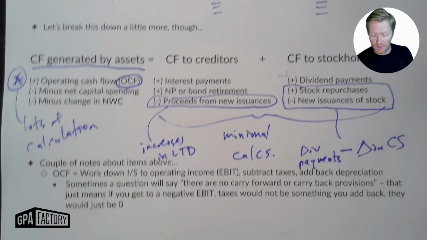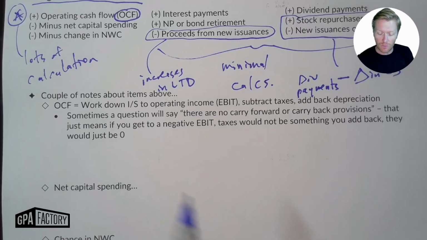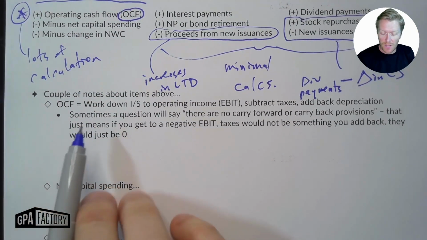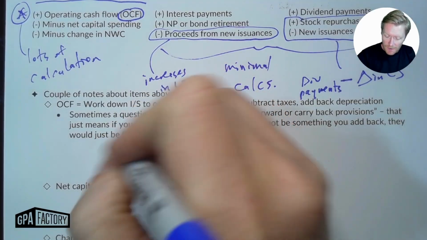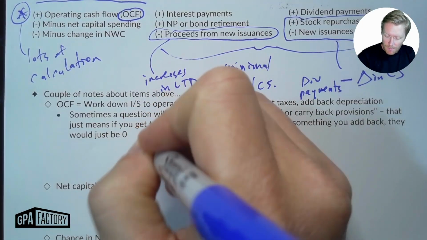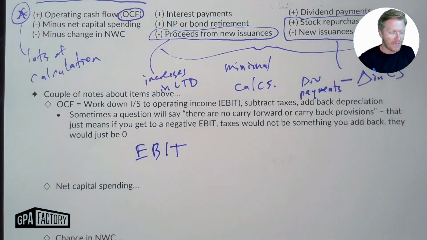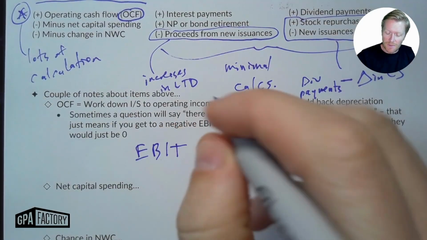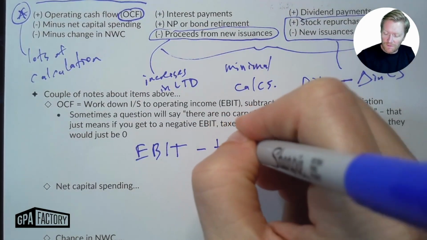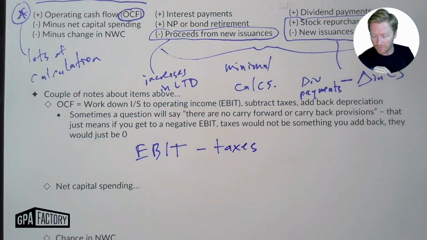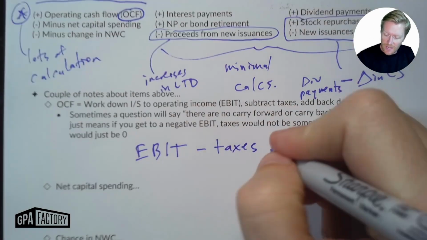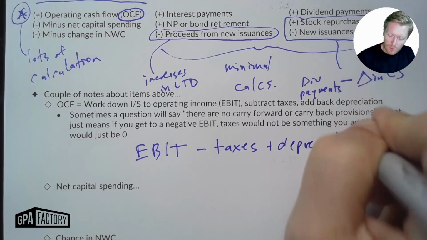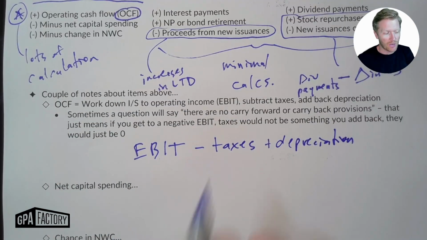So a couple of notes about some of the items above. Operating cash flow equals OCF, right? OCF is operating cash flow. But here are the steps here. For operating cash flow, we're going to do EBIT from our income statement. We're going to start with revenue. We're going to subtract off all of the things to get down to EBIT. We're going to subtract off taxes. Okay, we're going to subtract off taxes, and we're going to add back depreciation. So EBIT, working down our income statement, we're going to subtract off taxes.